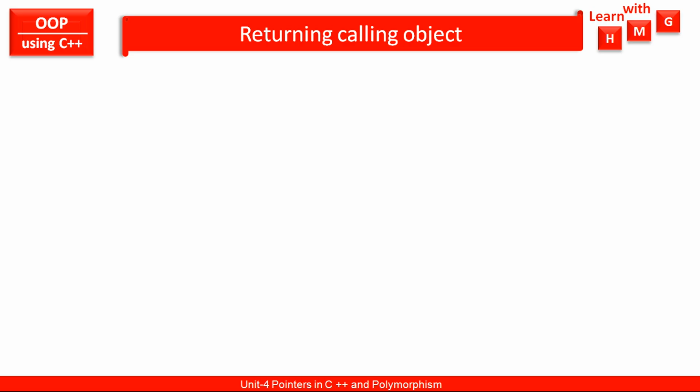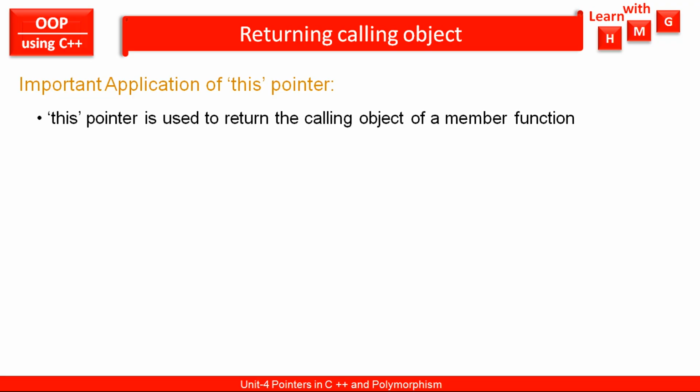This pointer is used for returning the calling object within a member function. Let us see how. An important application of this pointer is that it is used to return the calling object of a member function. Returning the calling object means what? The object which is calling the member function is itself returned within the function definition. Let us understand in detail. It is used to return the object which it is pointing to.